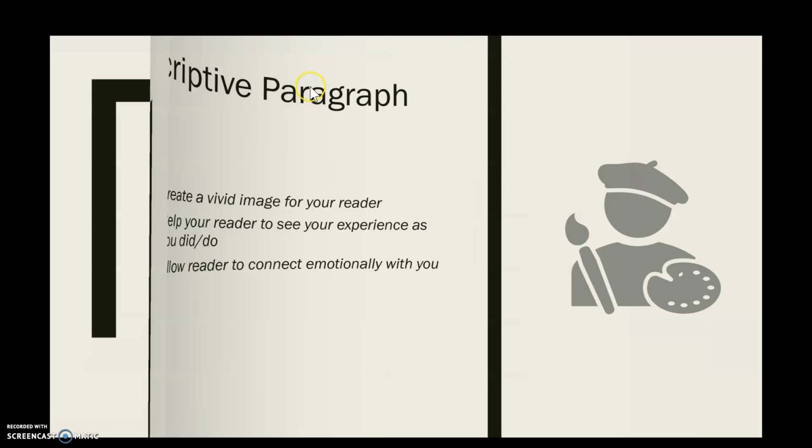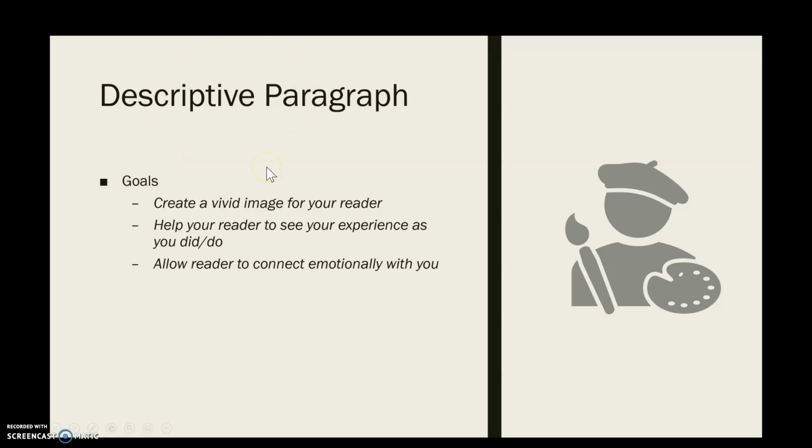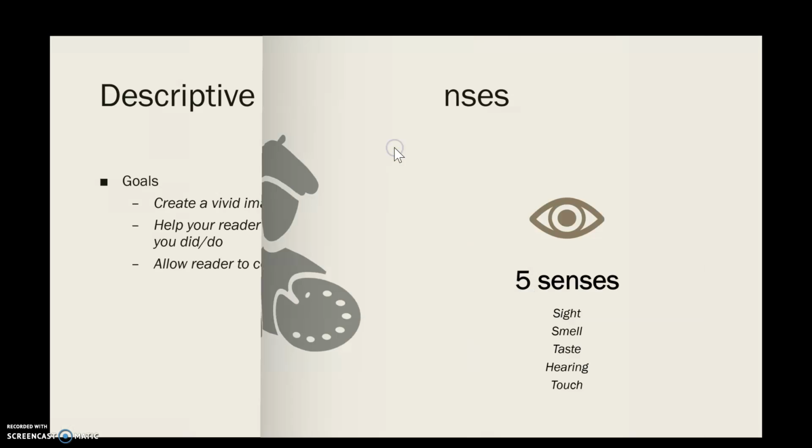A descriptive paragraph has these goals. You want to create a vivid image for your reader. You want to help your reader to see your experience as you did or do, or you want to allow the reader to connect emotionally with you by replicating the experience as much as possible so they can feel it as you did or as you do.